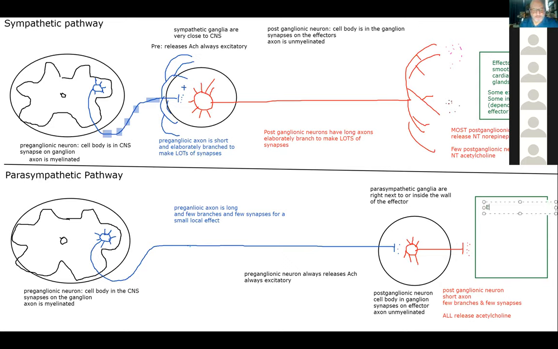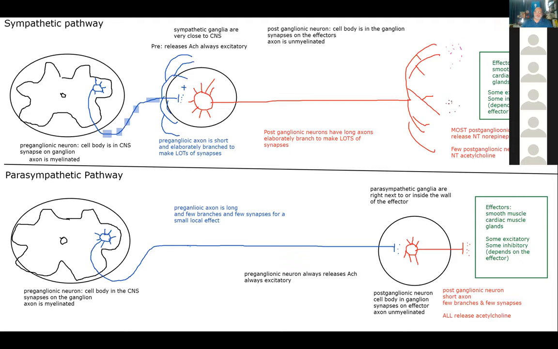And of course, our effectors are still smooth muscle, cardiac muscle, and glands. And again, some will be excitatory, some will be inhibitory, and it depends on the effector. So there you go. With this, we see both the similarities and the differences in these two pathways.